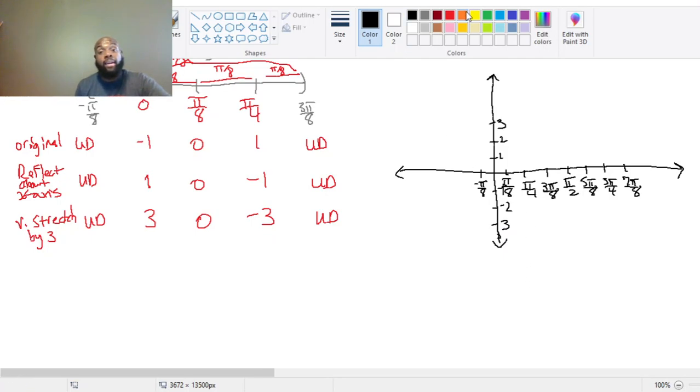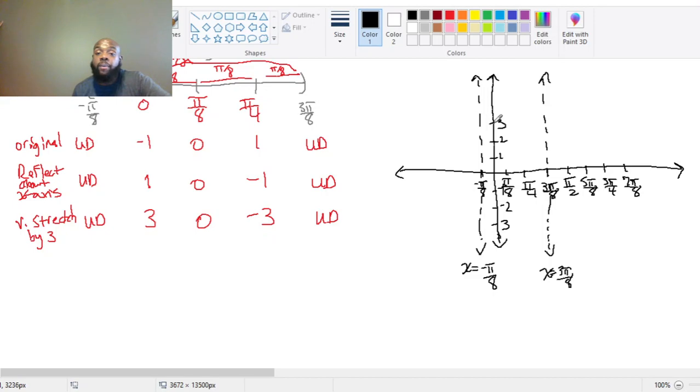And I'm going to start by graphing my vertical asymptotes. x equals negative pi over 8, and I'm going to notate that on my graph, and x equals 3 pi over 8. I know at 0, I'm going to have a y value of 3. At pi over 8, I'm going to have a y value of 0, and -3. And so it's going to be a graph.